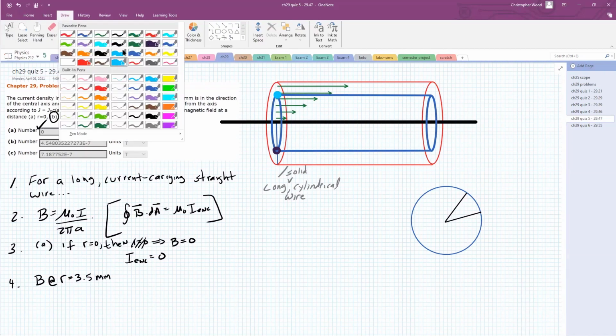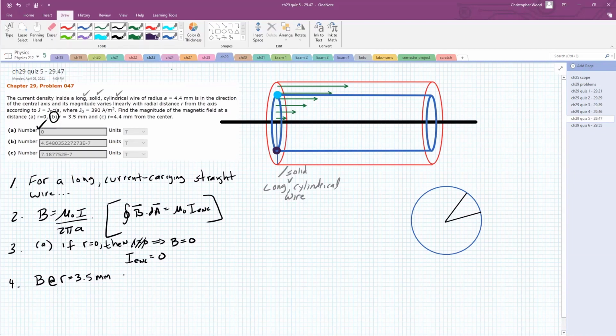Well, the answer seems to be this is our first step for part B. So then number 5, B equals mu naught I all over 2 pi r. And then I'd say, what's I? Because it was looking plug and play, but it's not. What's I?